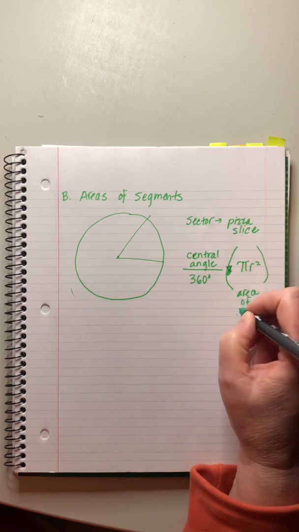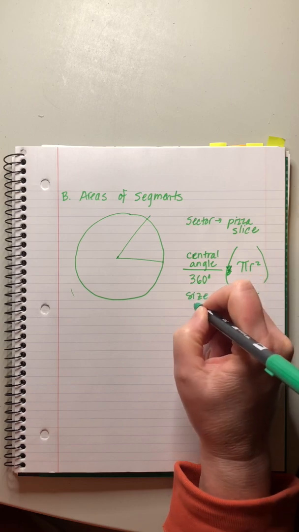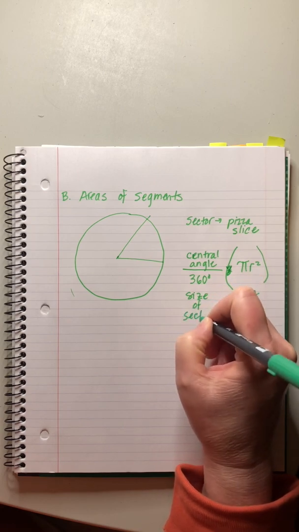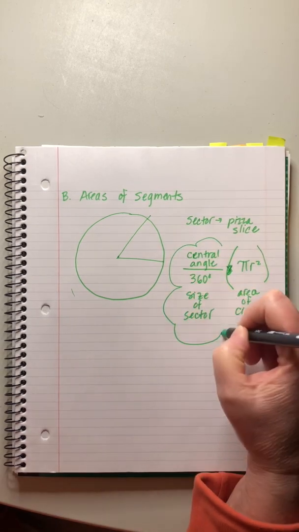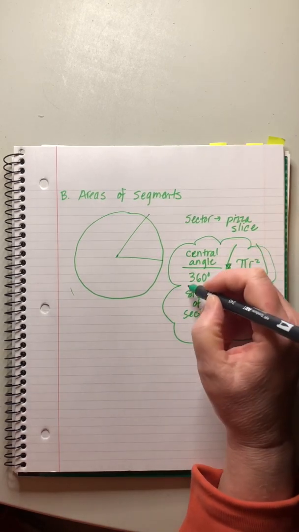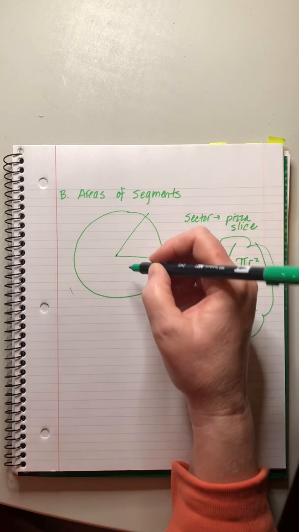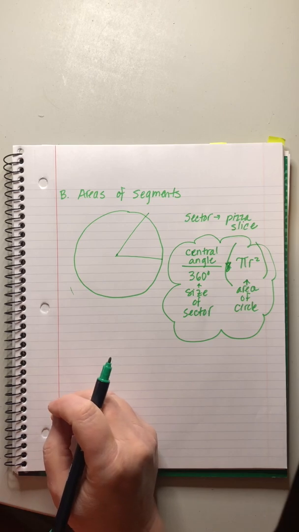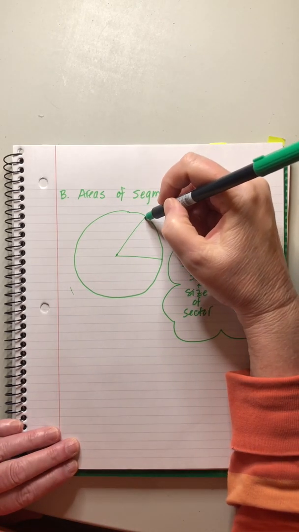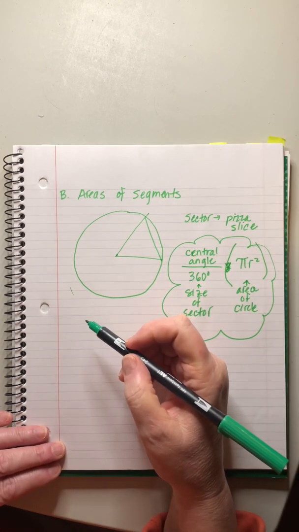because this is the area of the circle, and this is the size of the sector, right? It's the proportion of the circle. So this is the formula that we can use to measure this whole pizza slice. But in these problems that we're doing, John wants us to find what he calls the segment.